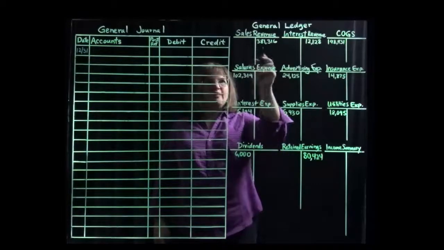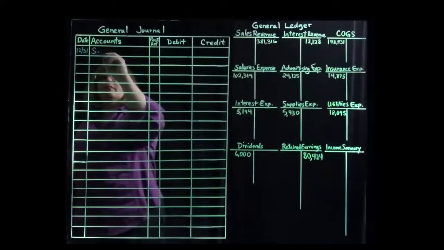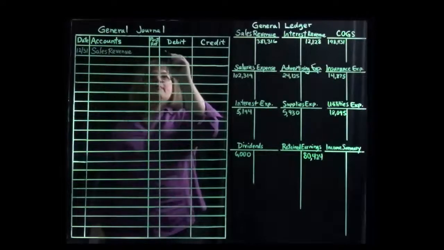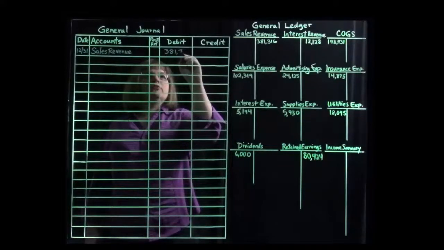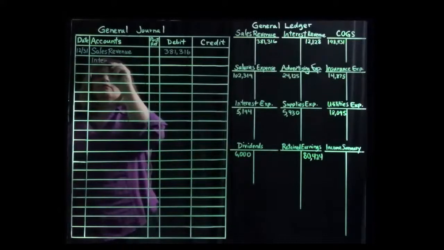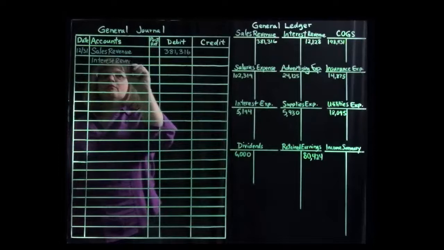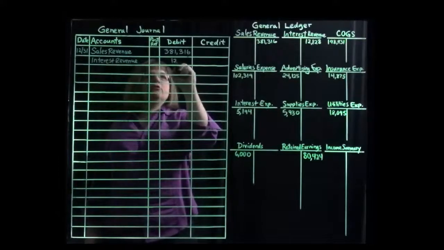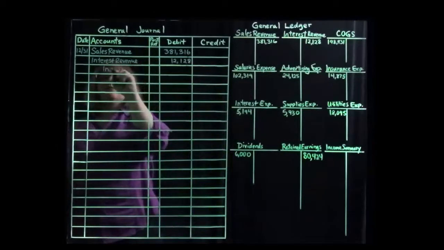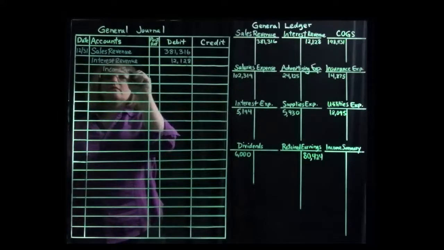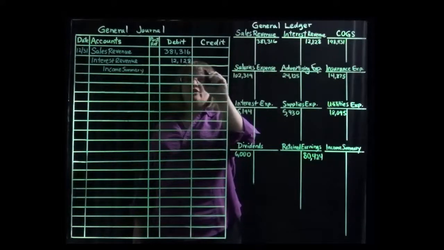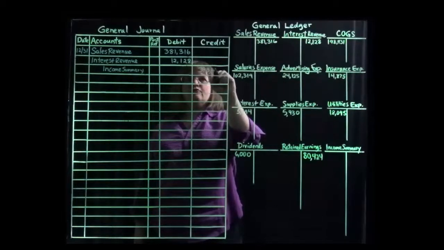So our first entry is to debit sales revenue for its balance of $381,316, and to debit interest revenue for its balance of $12,128, and we're going to credit the income summary for the total of these two numbers, which is $393,444.